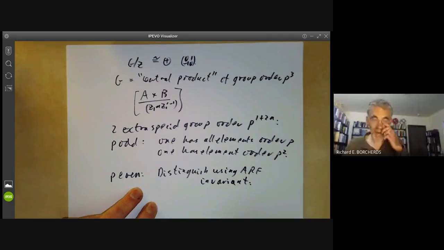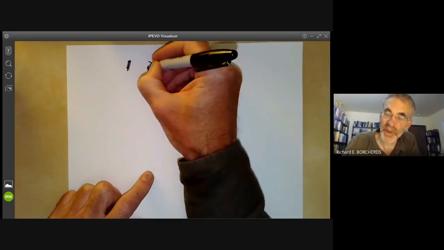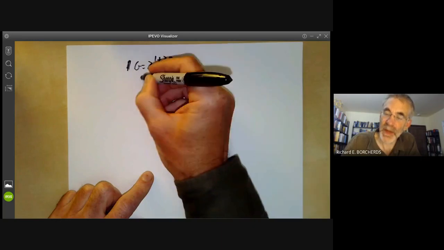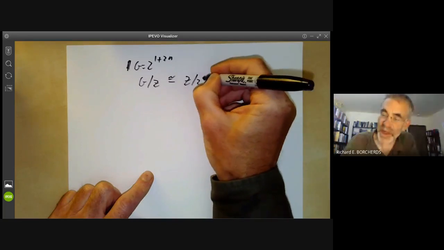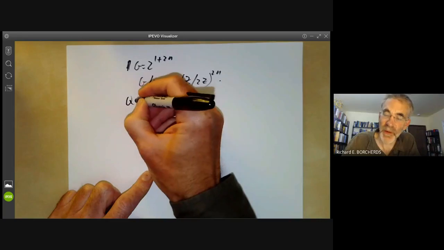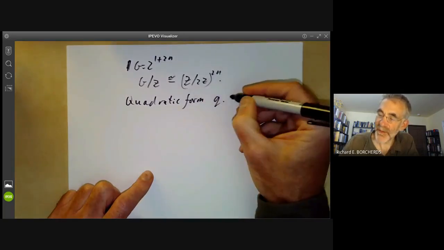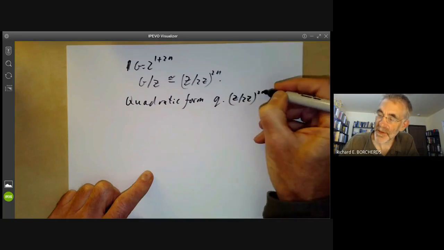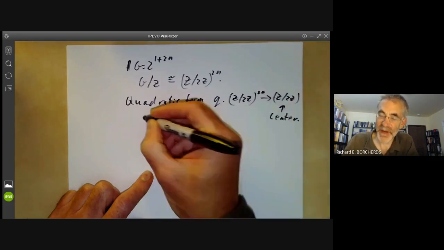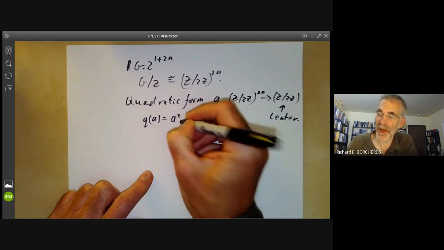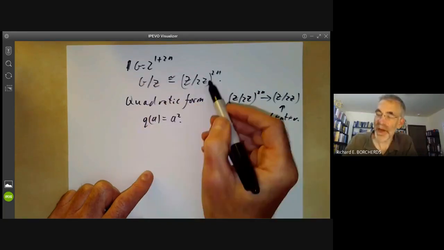So I'll finish this lecture by just telling you what the Arf invariant is. So if you've got one of these extra special groups of order 2 to the 1 plus 2n, so G over Z is a group (Z modulo 2Z) to the 2n, and this has a quadratic form Q on it. So we've got a map from (Z modulo 2Z) to the 2n to Z modulo 2Z, where this is the center. And this quadratic form is defined very easily. Q of a is just equal to a squared. You know that the square of an element in G will be an element in the center.